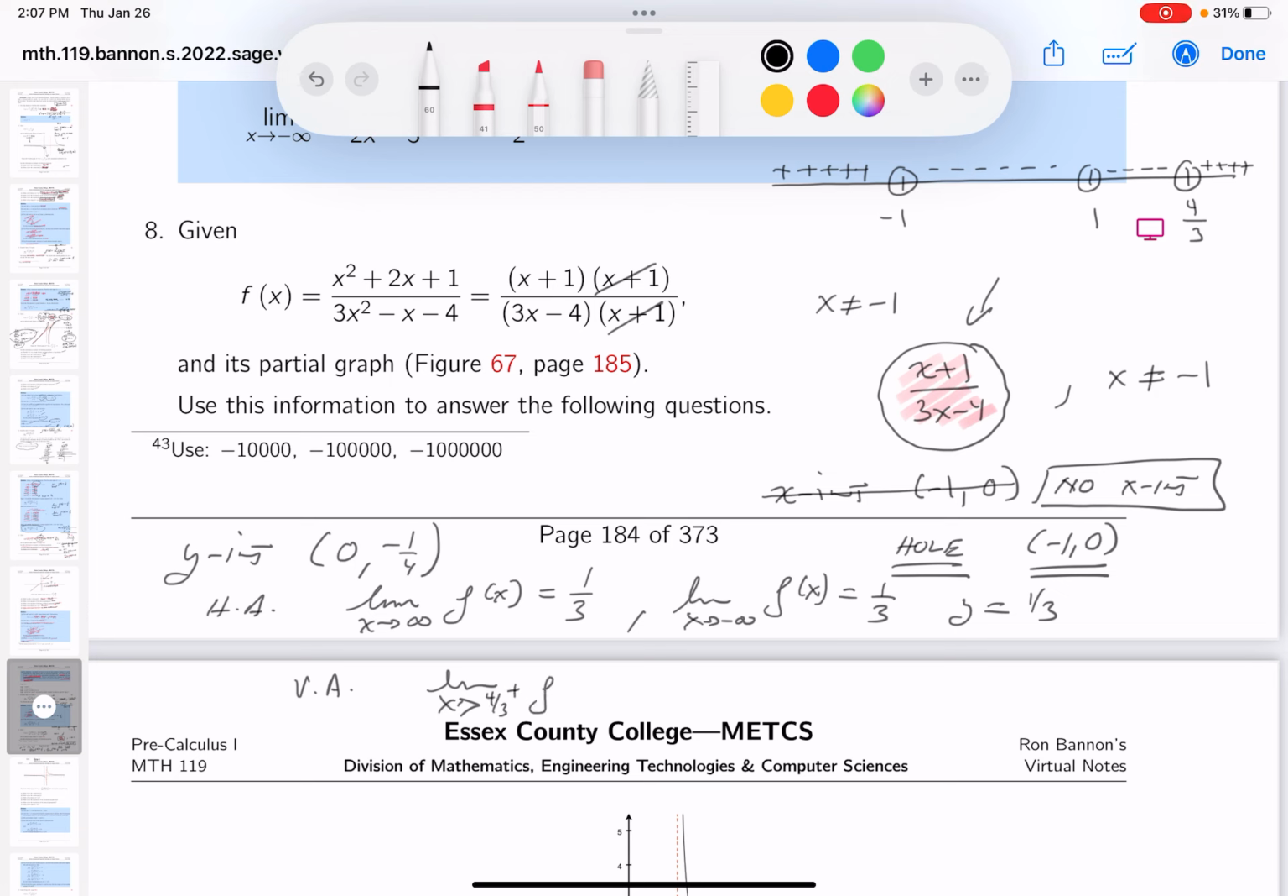From the right, let's take a look at it. I know it's going to blow up to infinity. What's the sign of that going to be? Well, we're to the right. It's going to be plus.